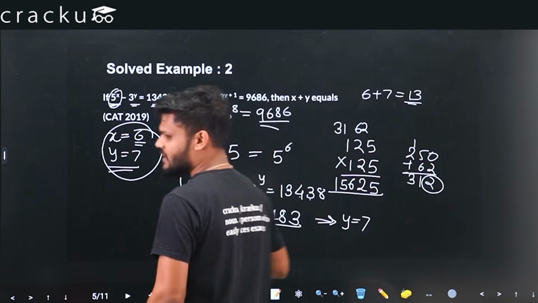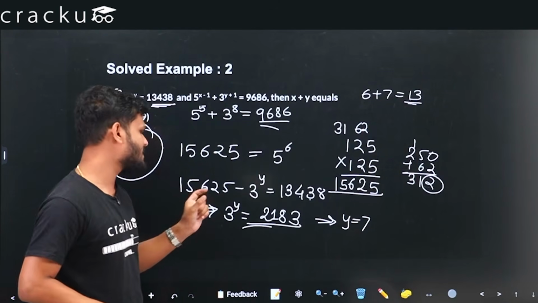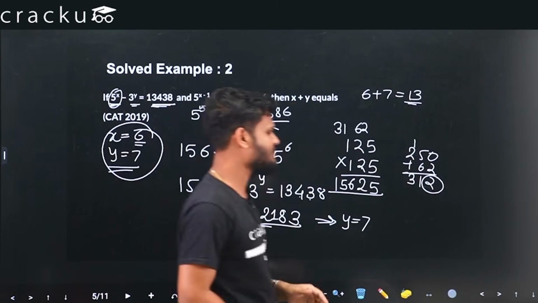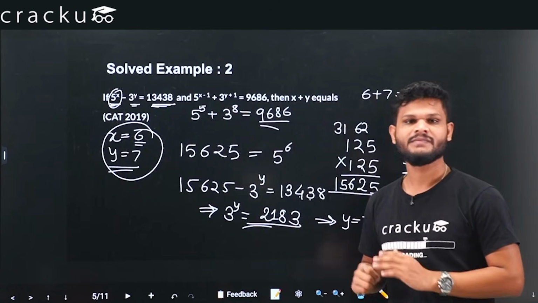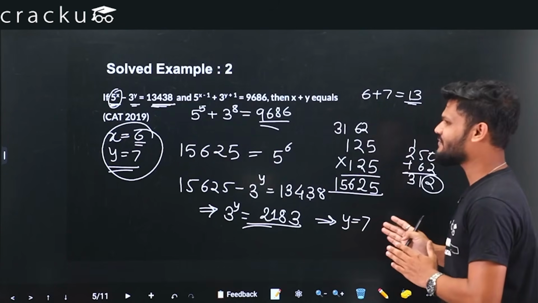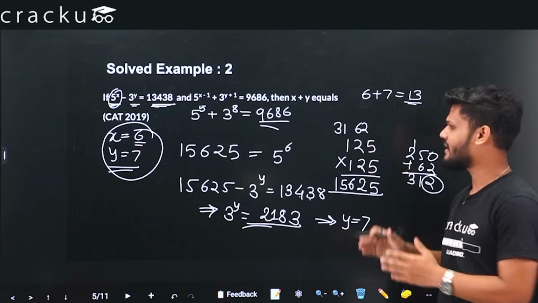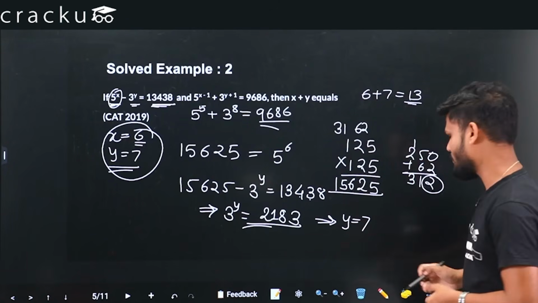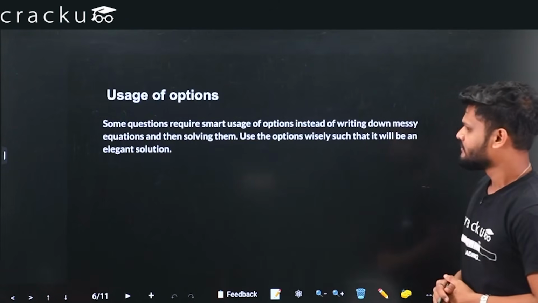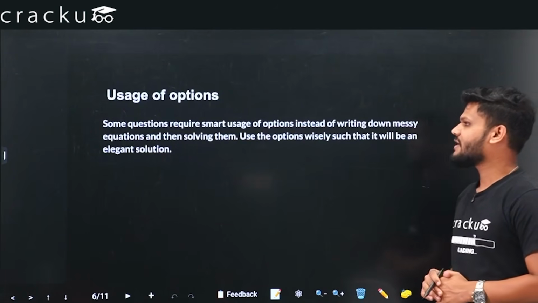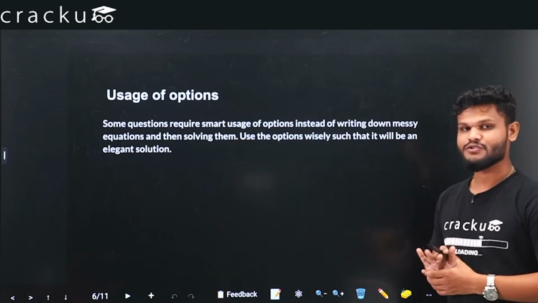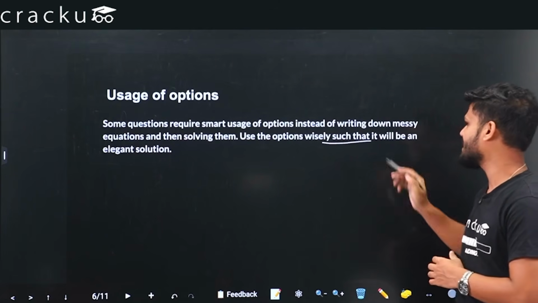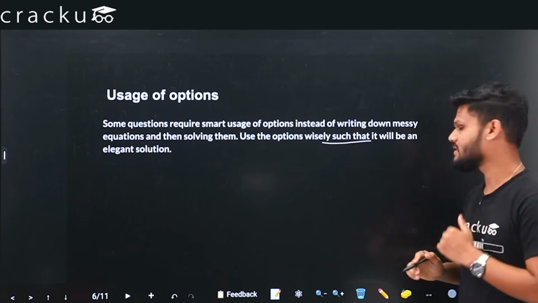So if you observe and you know some basic powers till 5, like 5 raised to 6, 5 raised to 7, you could just solve this question by the observation in some seconds. So that is it for the question. Just observation and put the x and y's value and solve it. Now let us go forward and solve one more question. Now some questions require usage of options instead of solving them. So we will go and use some options. We will use the options wisely such that we will get an elegant solution.